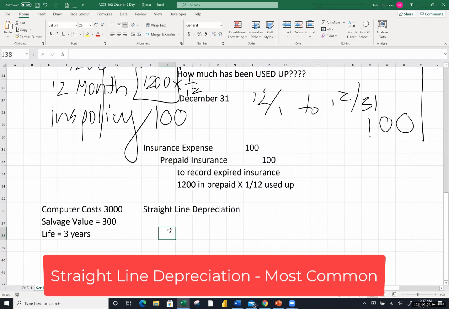Straight line depreciation has a formula. Here it is. Cost minus the salvage value divided by the life. So here's the formula. I just made up those numbers that I put up here. Let's assume that this computer was $3,000. It had a salvage value of 300 and the life was 3 years. Well, this is what the formula would look like. We'd have 3,000 here. We'd have 300 here, and we'd have 3 years on the bottom.